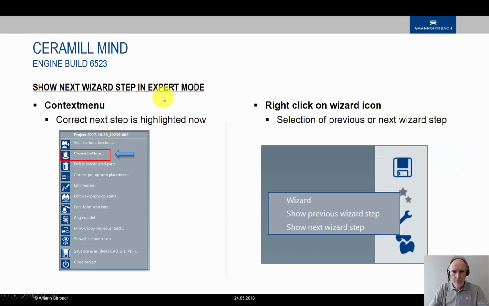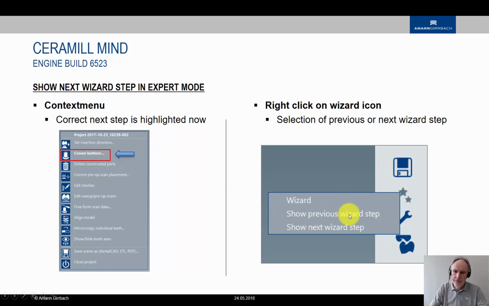If you are leaving the wizard mode and you go into expert mode, you will find a context menu when you right-click in the background, and here you find the highlighted words. This means the highlighted steps here are the next steps following after the actual step you have just left in the wizard, and this would follow as next.